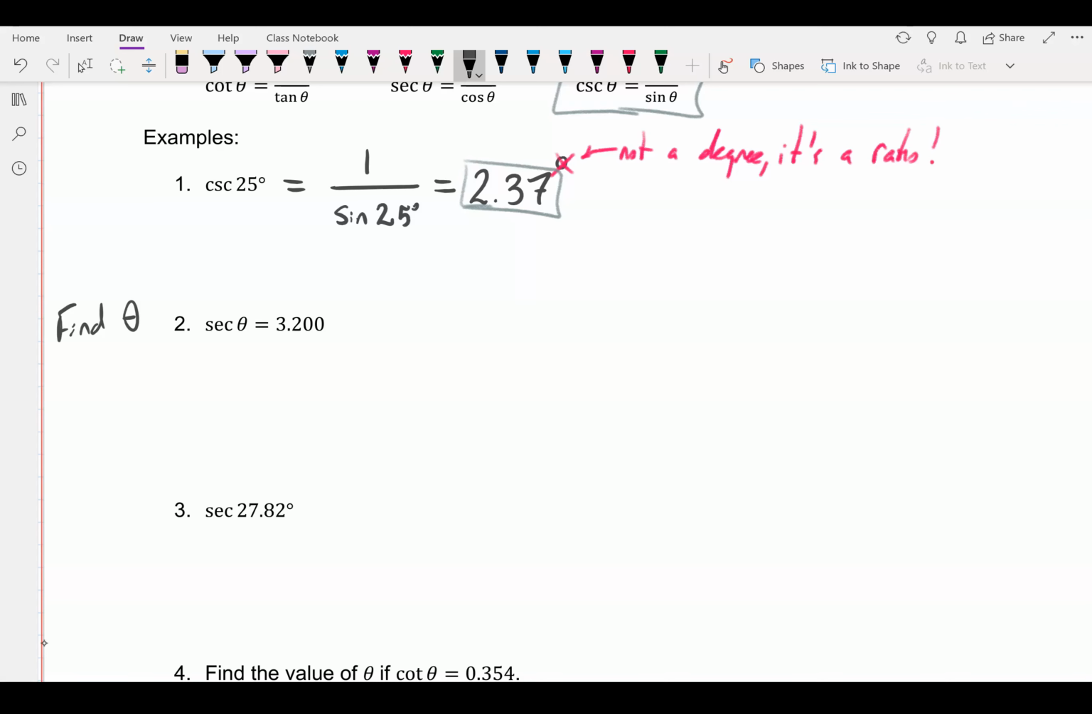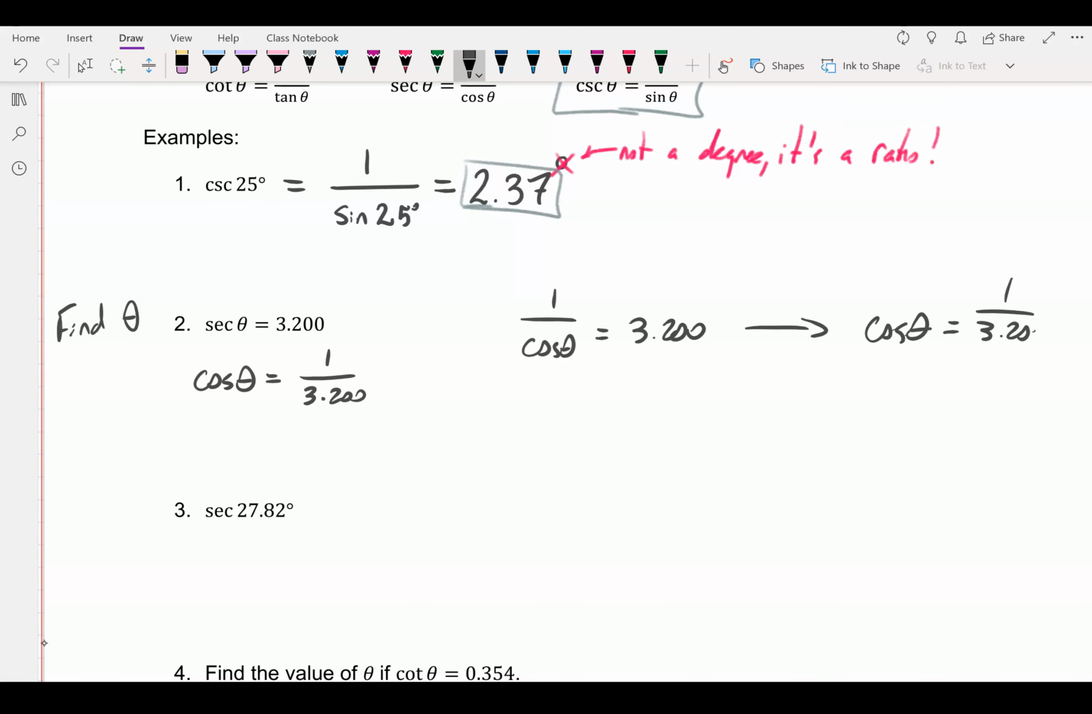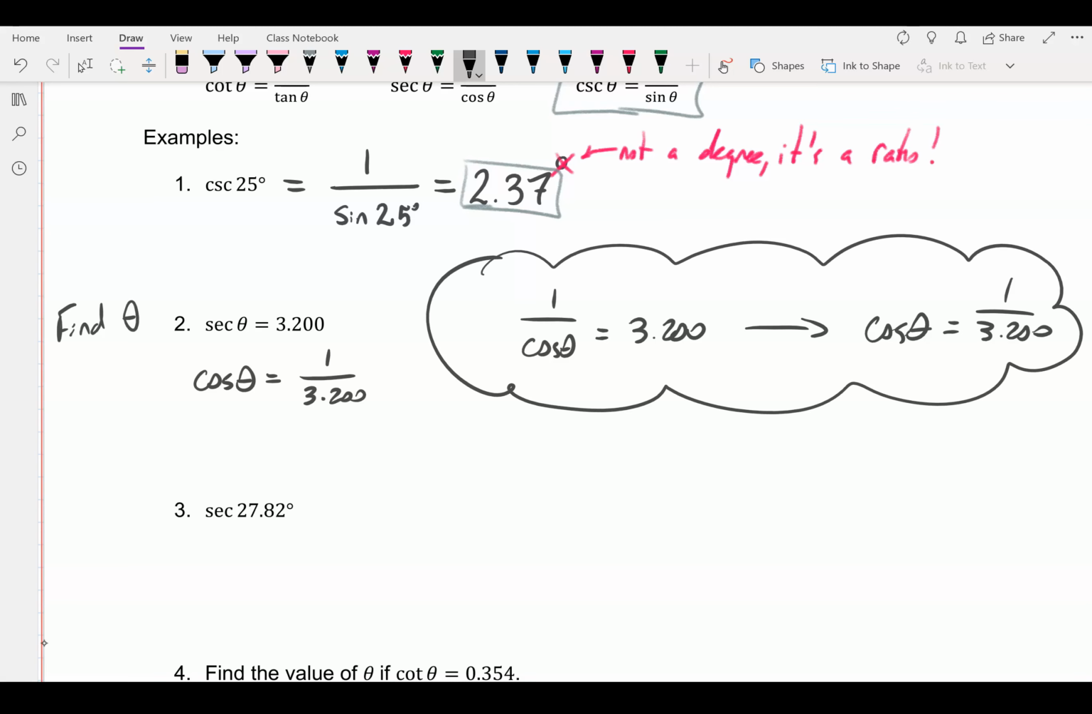And the way to do that is we actually need to get that secant to the other side. The fastest way to do it is to do our reciprocal. So secant is actually 1 over cosine. So this is the same thing as saying it's 1 over 3.200. All right, if 1 over cosine theta is equal to 3.200, then we flip both sides and we get cosine theta equals 1 over 3.200. So that's just a little side note that you might want to keep in mind.